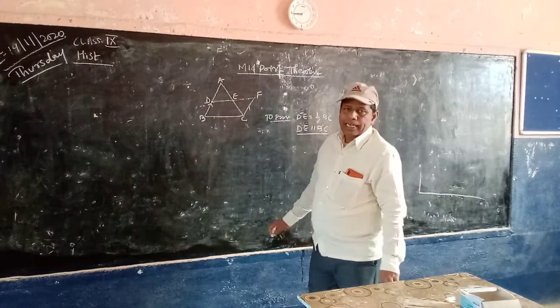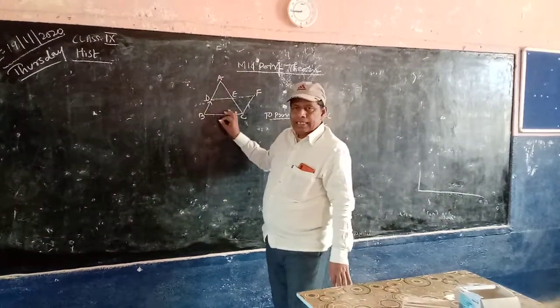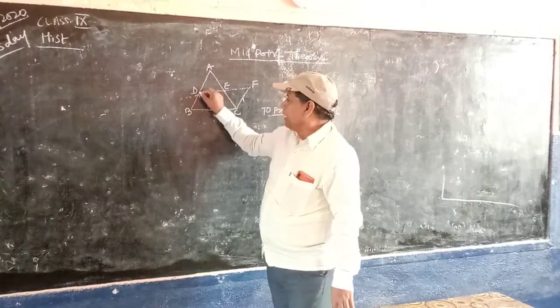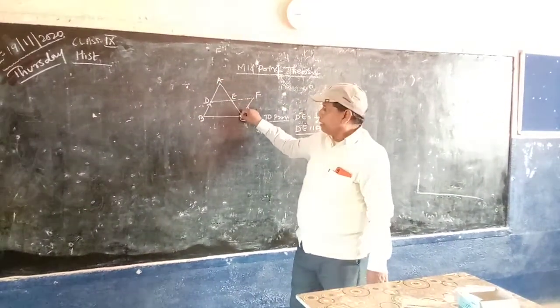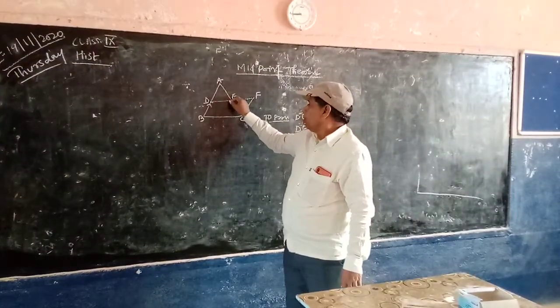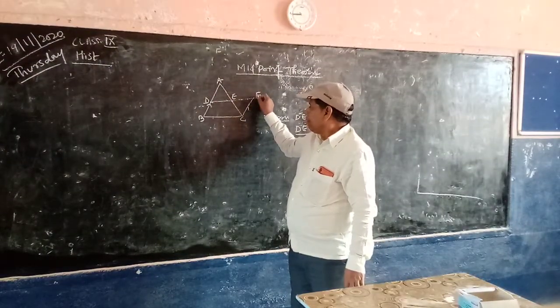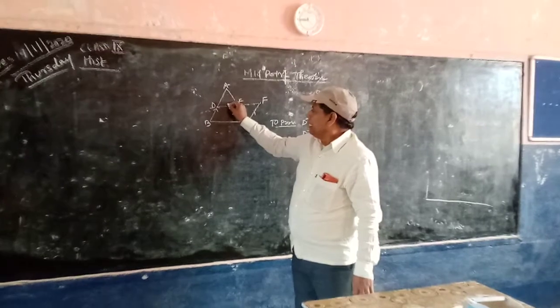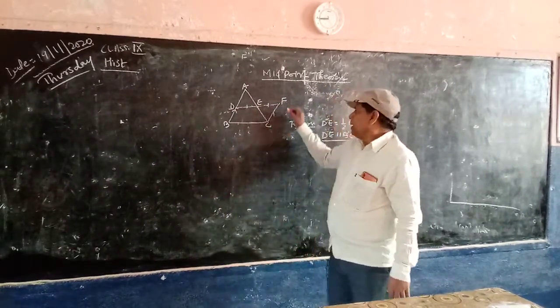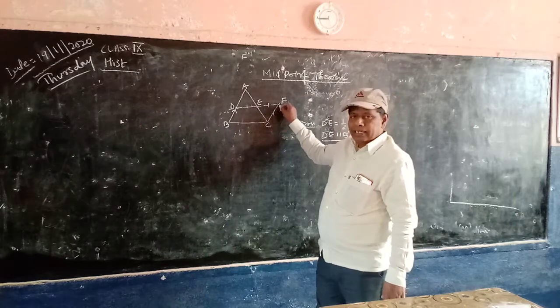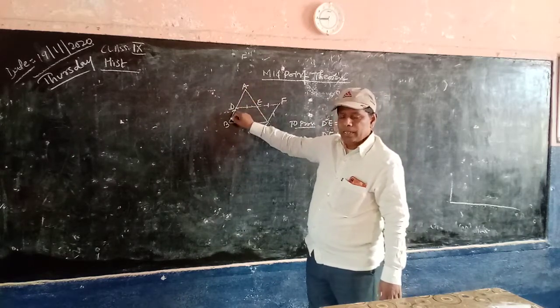First, how to write? ABC is a triangle. D and E are the midpoints of AB and AC. DE is produced to F, so DE equal to EF. And construct CF parallel to AB.